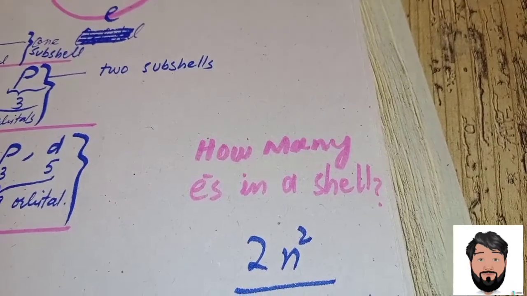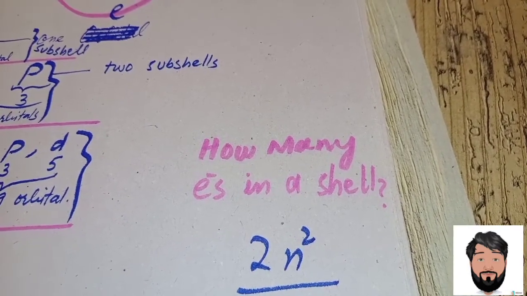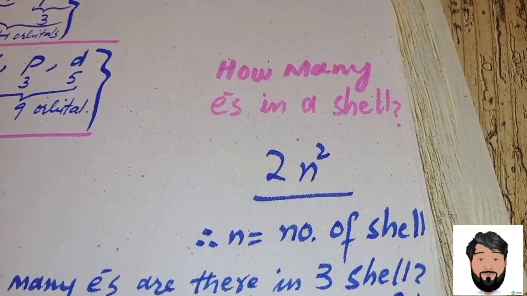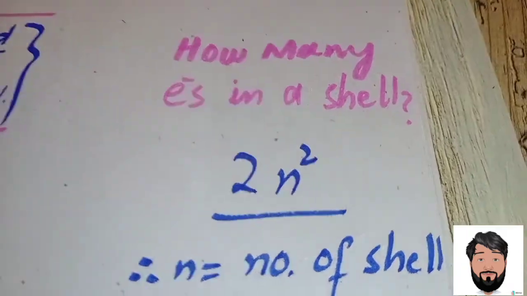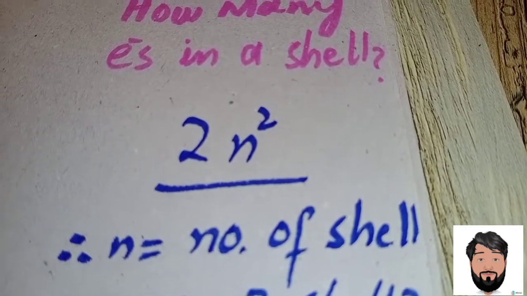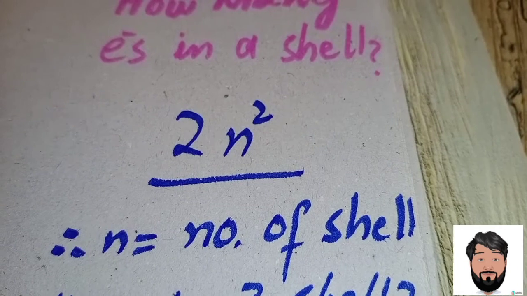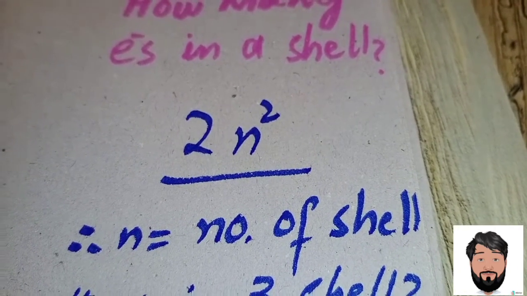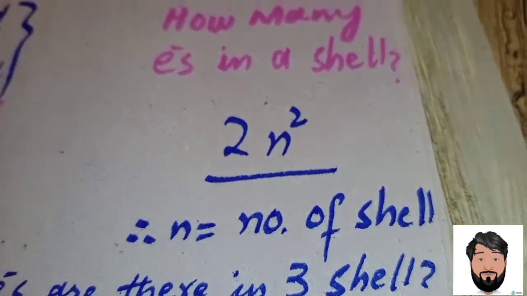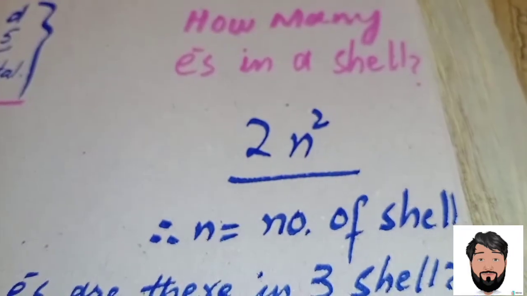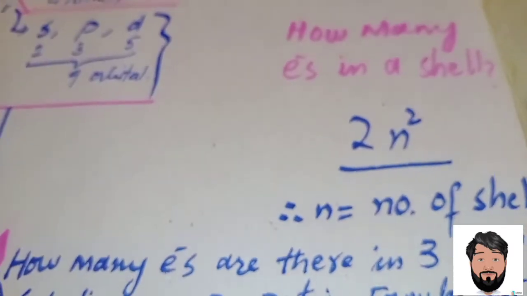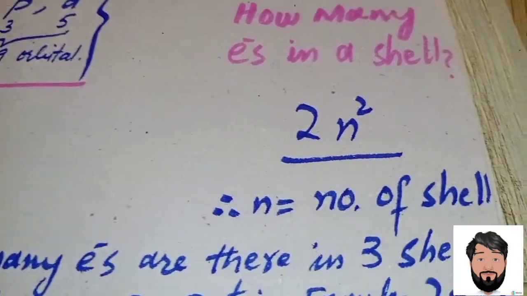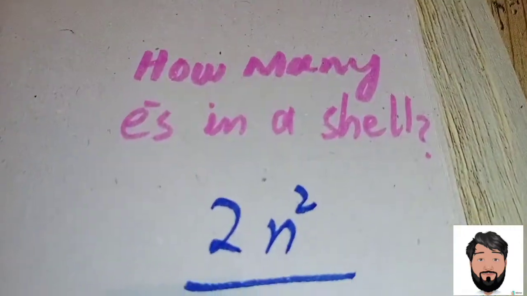If there is a question of how many electrons are in a shell, the answer can be found by a formula, 2n square, where n is the number of the shell. 2n square is used to know how many electrons a shell can have. Let's suppose a question: how many electrons are there in the third shell? We will use this formula, 2n square.